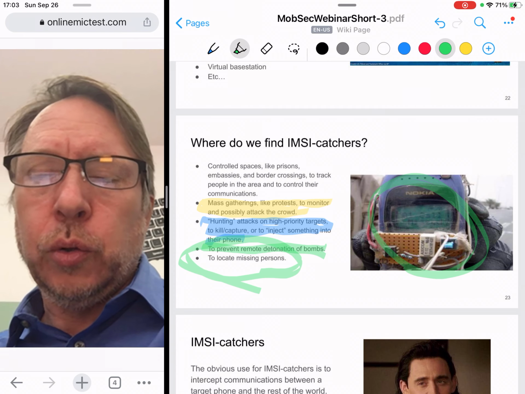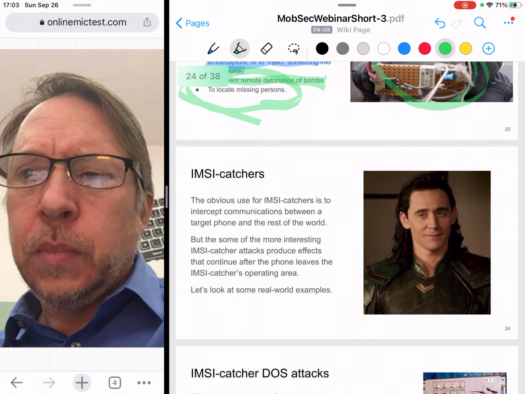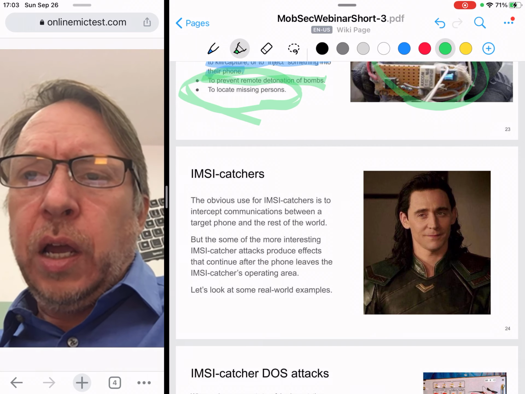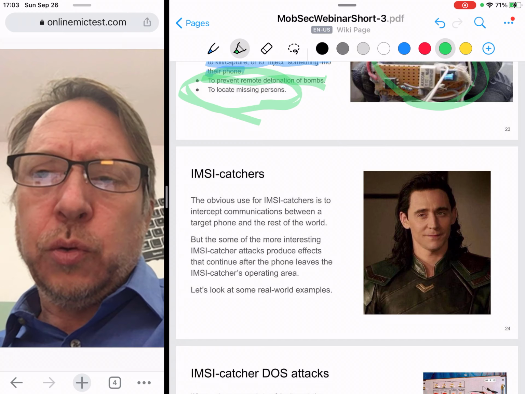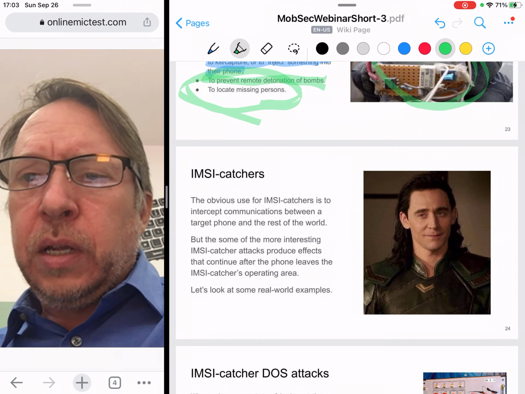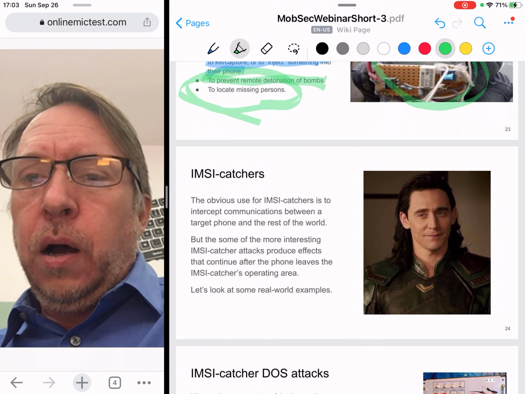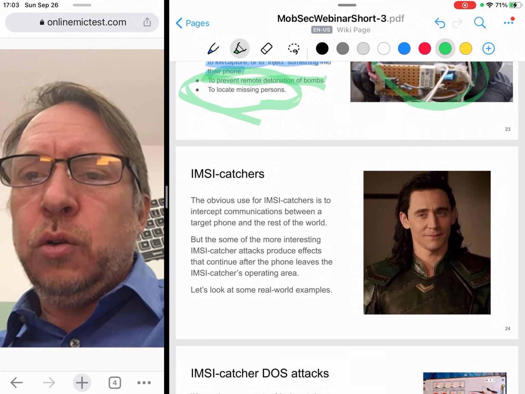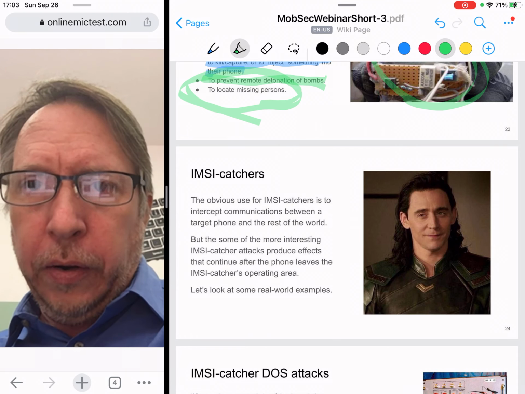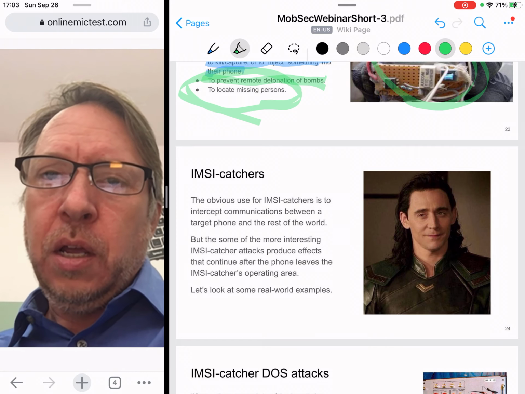So again, the obvious use for IMSI catchers is to intercept the communication between a target phone and the world and perform man-in-the-middle. But we're going to talk here about case studies where IMSI catcher attacks produce side effects that continue to affect the phone after the phone has left the IMSI catcher's operating area. We're going to specifically talk about that for the case studies, because it's a 1-hour webinar and we need to limit things down to something we can actually cover in a reasonable amount of time.